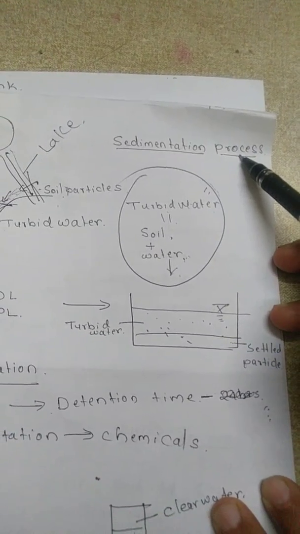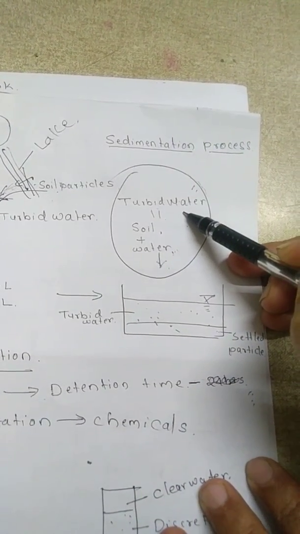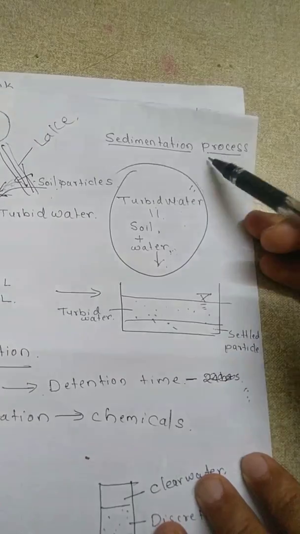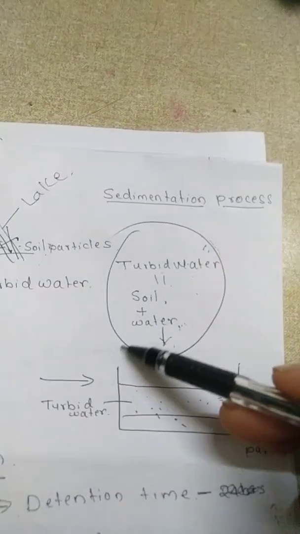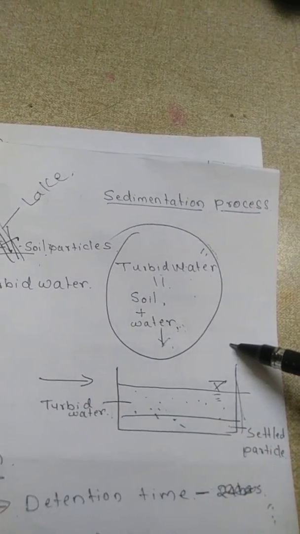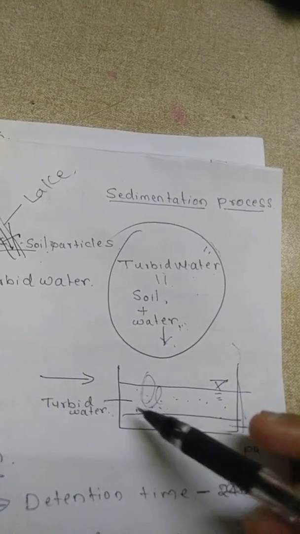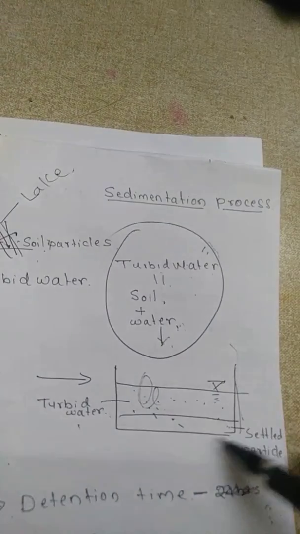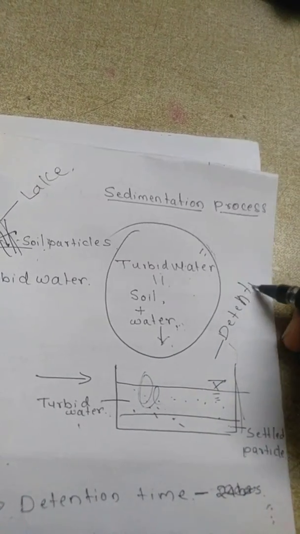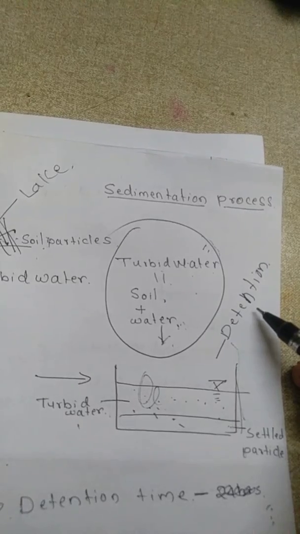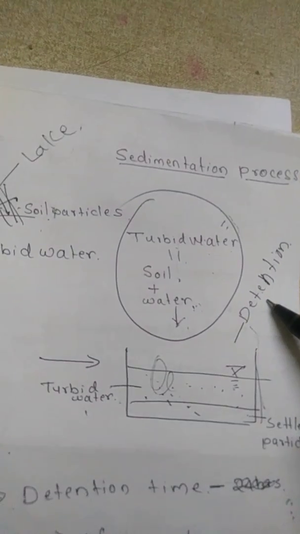Now what is the sedimentation process? We already know the mixture of soil plus water is nothing but turbid water. In the sedimentation process, we take this turbid water in a tank and store it for a certain amount of detention time. Detention time is nothing but for how much time we store this turbid water in the tank.